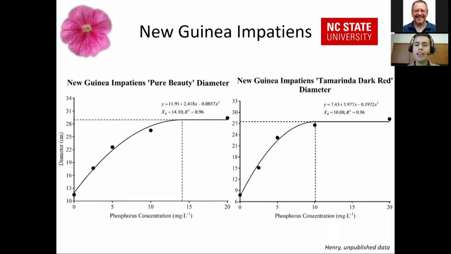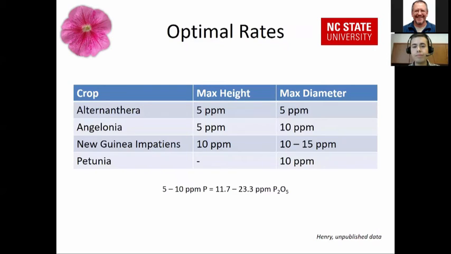Diameter, on the other hand, Pure Beauty reached a maximum diameter at almost 15 parts per million, and Tamarinda Dark Red reached its maximum diameter at about 10 parts per million. So there's a little bit of difference between cultivars sometimes, and that's a good thing to show. So it's really important to know what cultivar you're growing, because that may indicate that you want to use a different concentration of phosphorus. So here I just wanted to make a little table to show you the maximum rates of phosphorus that you want to use for some of the crops that we just looked at.